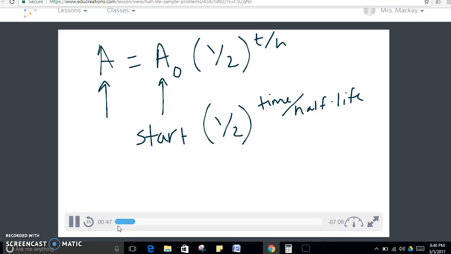In all of these problems, this exponent is going to be a whole number. You're going to see that. So we're going to have 1/2 to the second, or 1/2 to the third, 1/2 to the fourth. These really aren't that hard to do once you just understand the basic format.